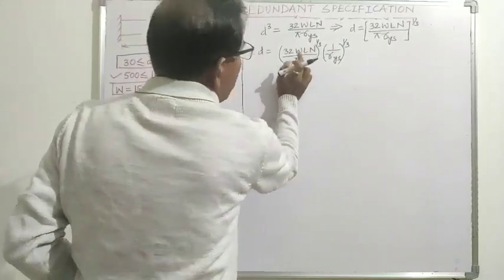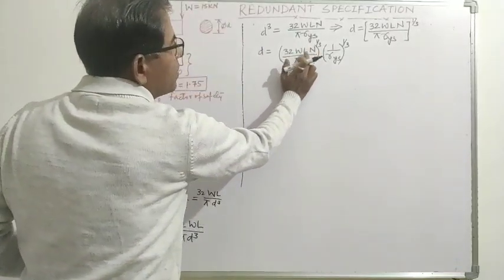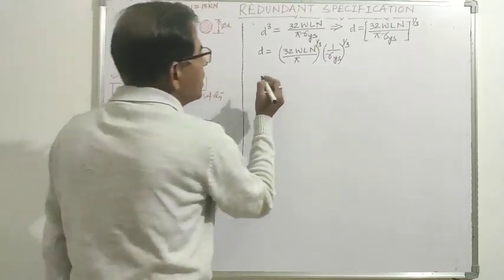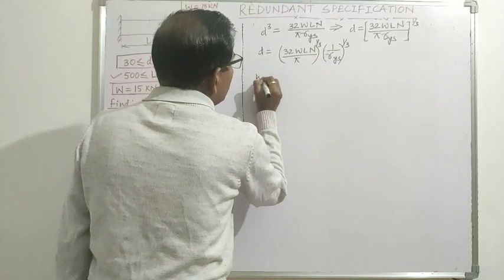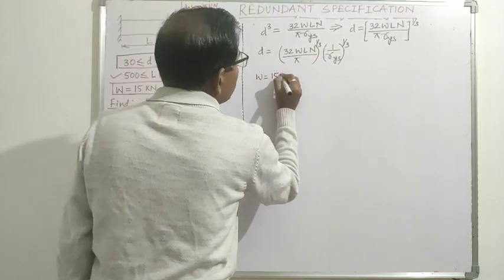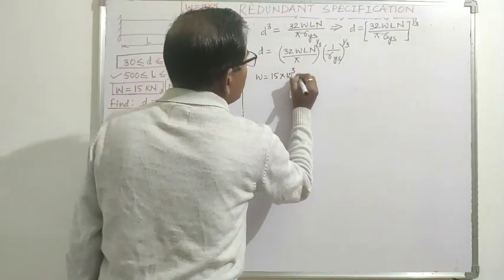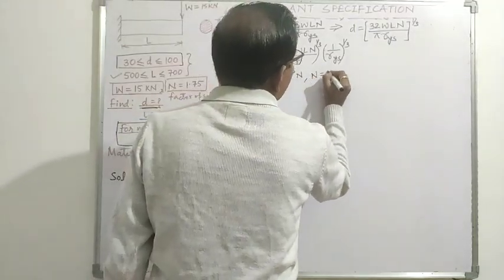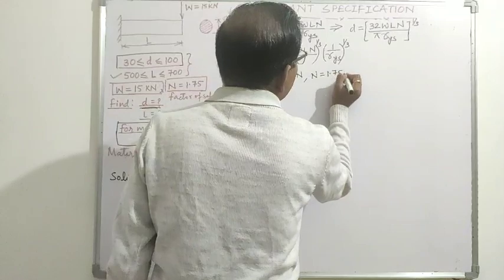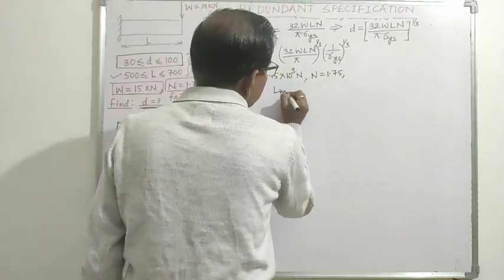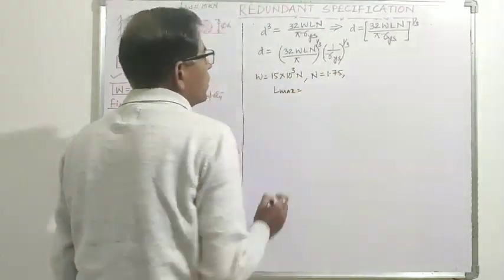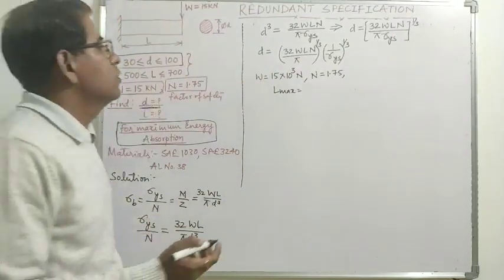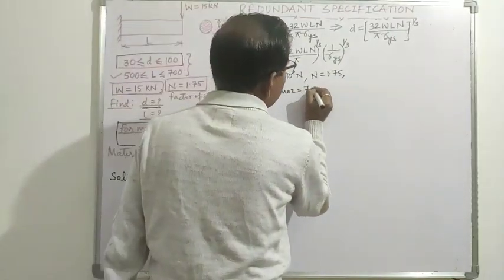Now here the value of W is given, the value of n is given, and for L we consider the maximum value. W is given as 15 into 10 to the power 3 Newton. n is given as 1.75, and we consider L max. We try to find out the diameter for the maximum length, and the maximum length is given as 700 mm.